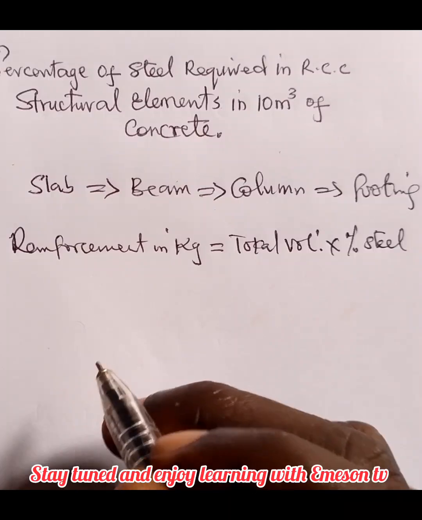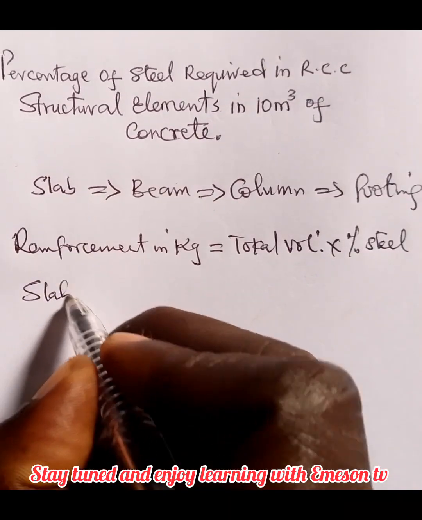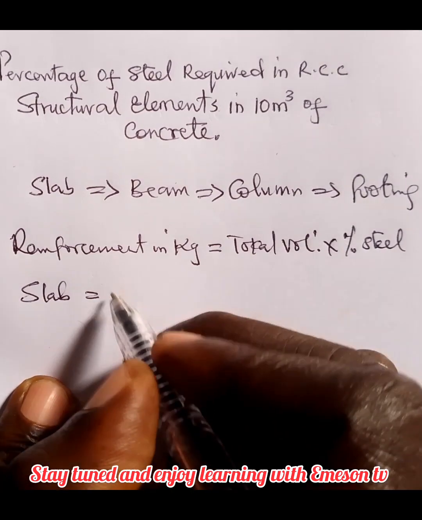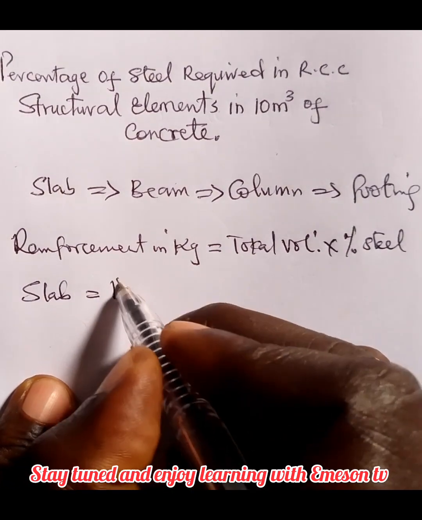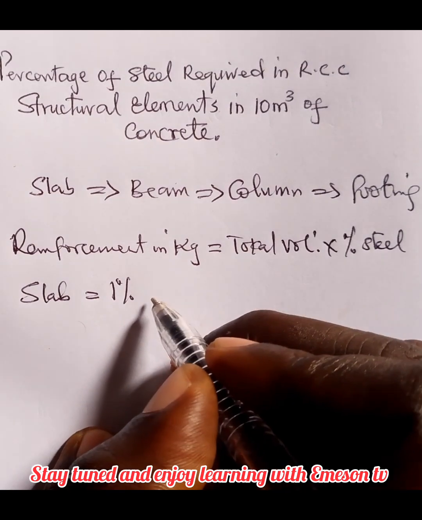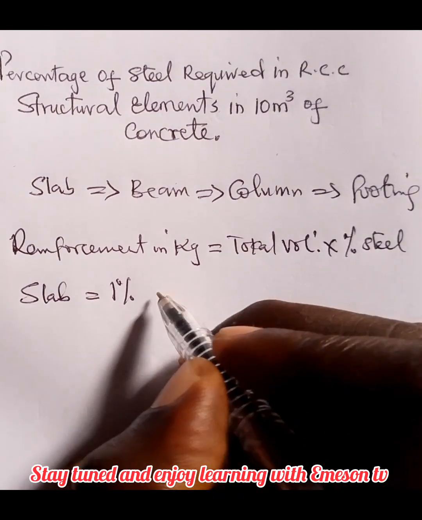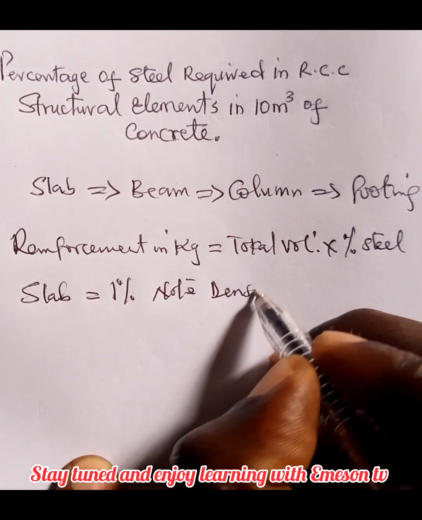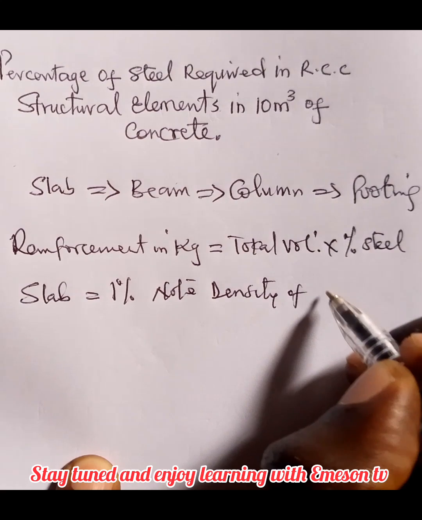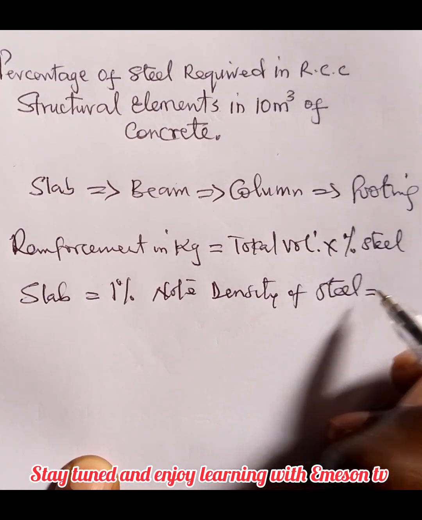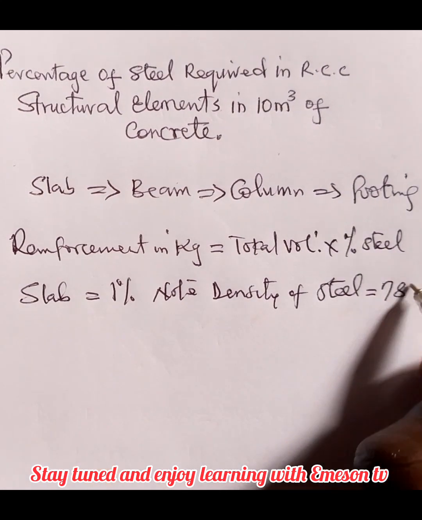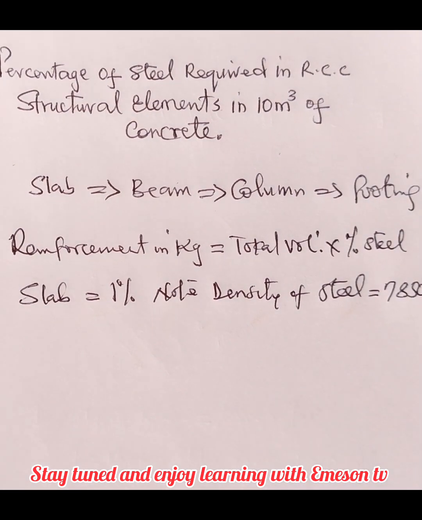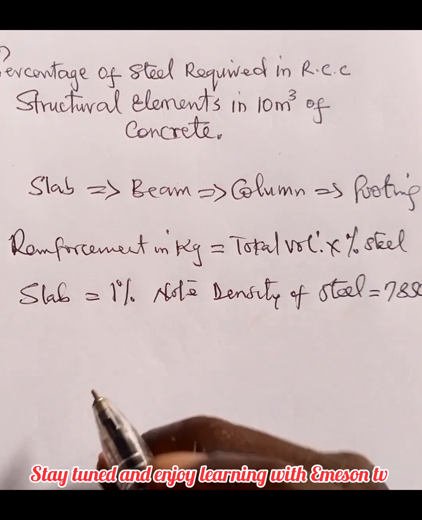Now let's start with our slab. For slab, percentage of steel present in slab is 1%. Note the density of steel is equals to 7850 kilogram per meter cube. So having known this, we can now start the calculation.